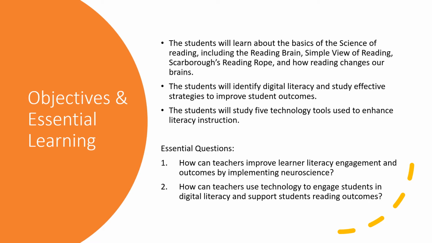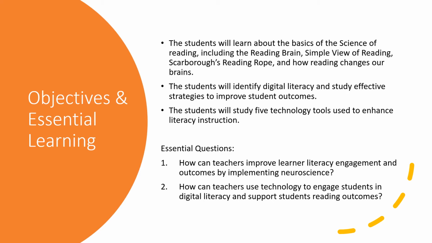All right, let's quickly review our objectives and essential learning. So the students will learn about the basics of the science of reading, including the reading brain, the simple view of reading, and Scarborough's reading rope. And we're going to look at how reading changes our brains. Then students will identify digital literacy and study effective strategies to improve student outcomes. And then lastly, we're going to study 5 technology tools, and you're actually going to study more than that because that's going to be the activity that you do this module. And these technology tools are used to enhance literacy instruction.